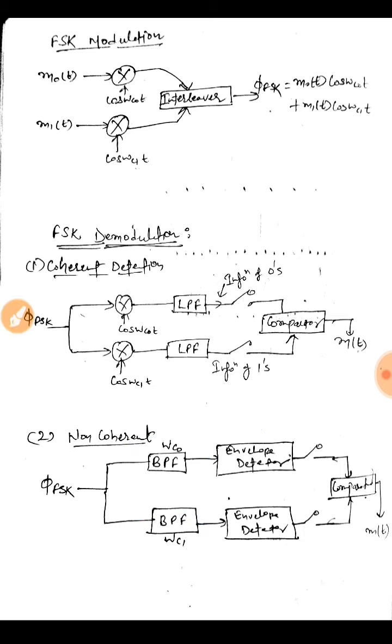Okay, so in non-coherent detection we would not use the carrier frequency signal, so no local oscillator is required, so it is cost efficient. Whereas in coherent detection we need to use the cos omega c t, that is the local oscillator, again at the receiver end, which increases the cost. So this is the difference between coherent and non-coherent detection.